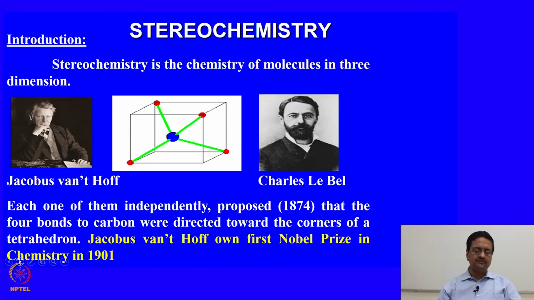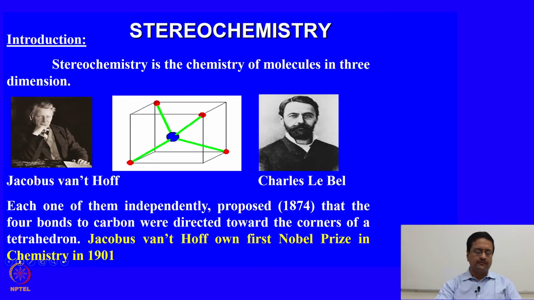Stereochemistry was introduced more than 100 years ago. Stereochemistry is the chemistry of molecules in three dimensions. So we try to learn these orientations of atoms around a carbon atom, and based on those orientations we try to understand different reactions and reaction mechanisms, which will be discussed in the next part of this course.